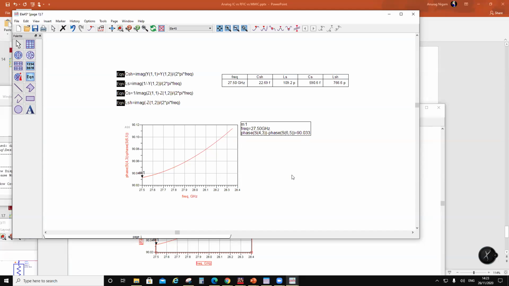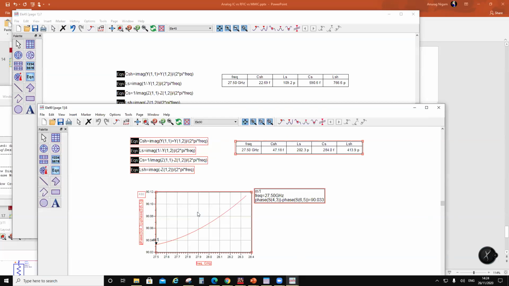109.2, right? And 22.69. Capacitors are still possible. What about this one? This one is still possible. So what I'll do is I'm going to put a custom inductor here. Okay, so I'm going to put a custom inductor. So I'm not yet going to do a band pass for this element.